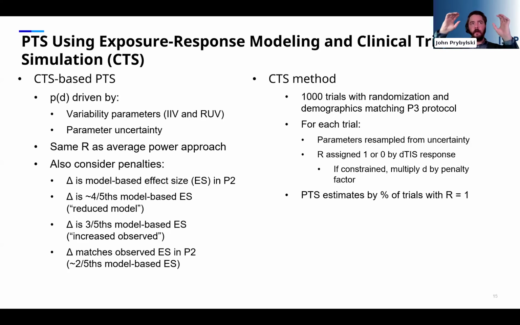Then if the target was greater than 20, the trial that was not penalized would get an R of 1, and the trial that was penalized would get an R of 0, right? So the PTS estimates at each of these penalty levels from clinical trial simulation were based on the probability of our trials meeting that criteria, or the percent of trials that had R equals 1. I'm sure there'll be some questions there, but hopefully I explained it clearly enough. And those of you who have done something similar, I hope it resonated with what you've done.